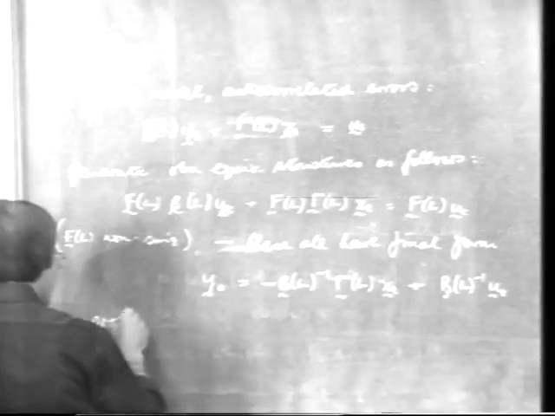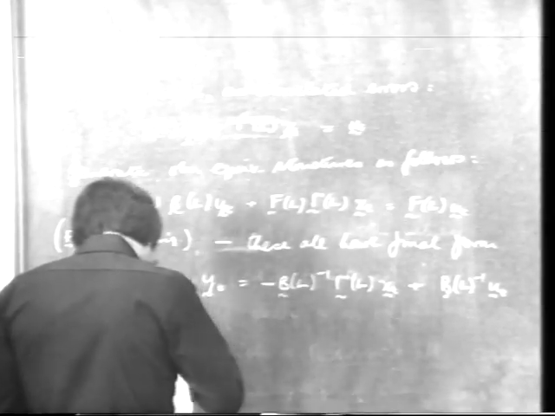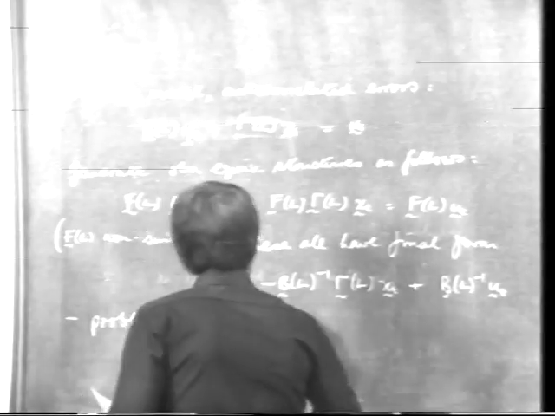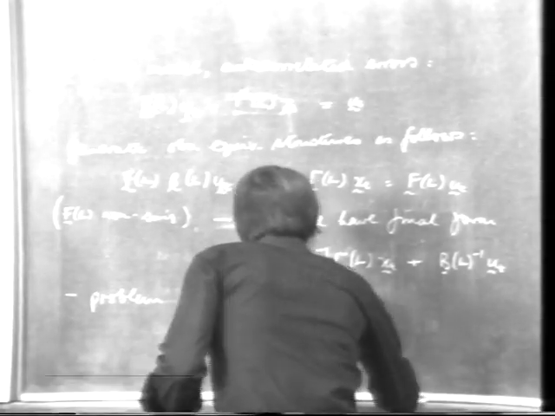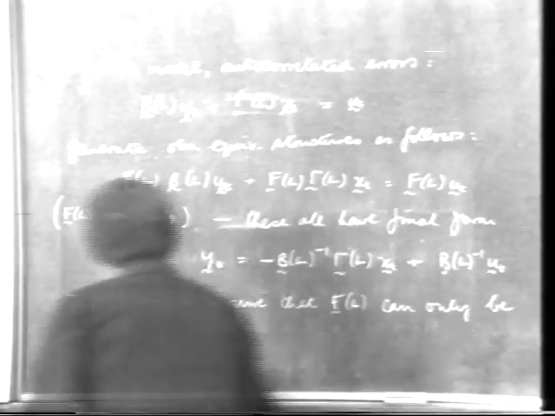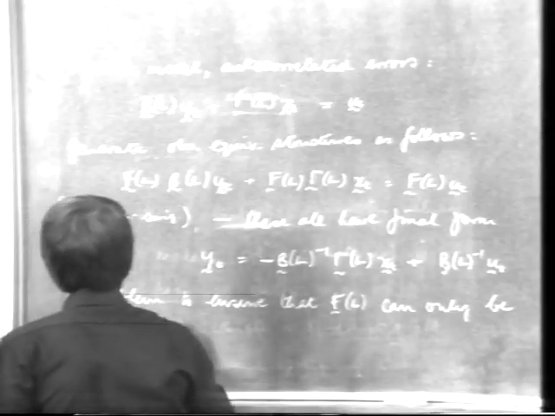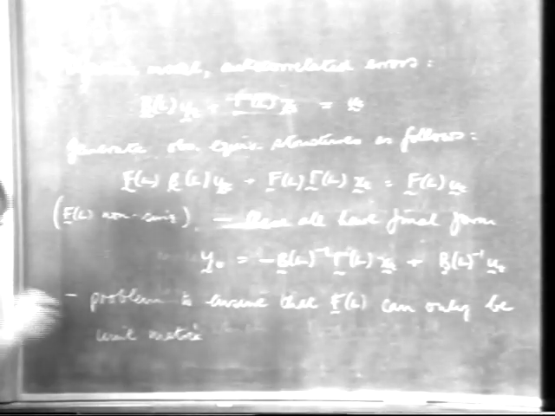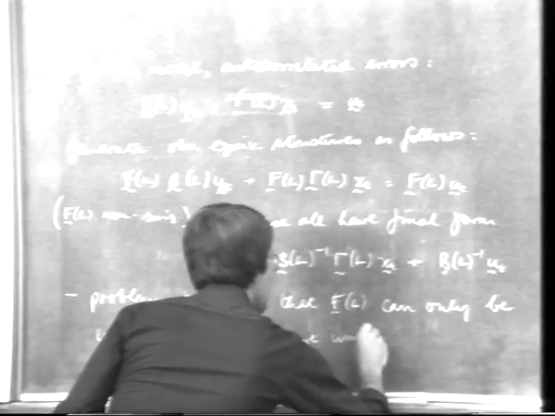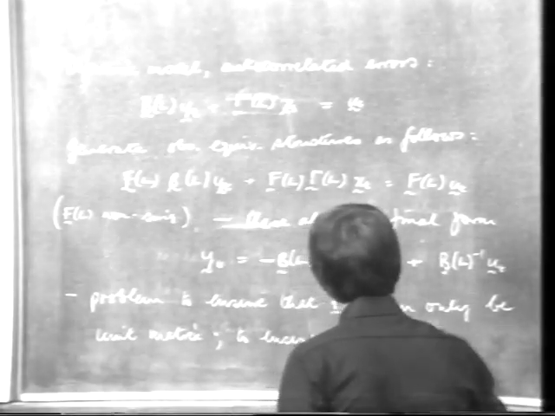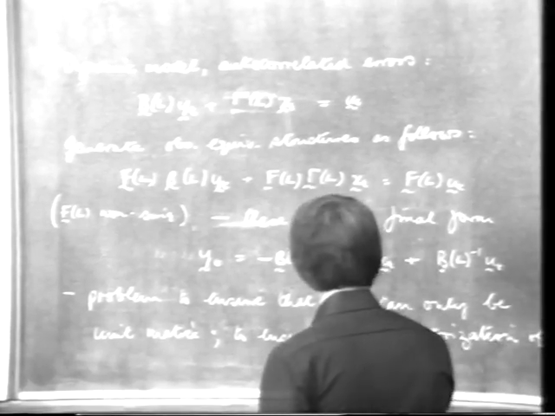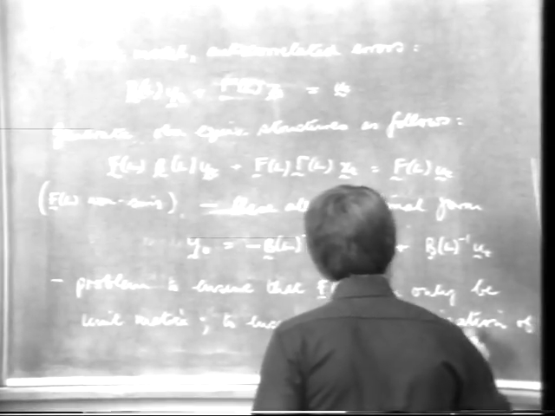So let me just write down what that is. The problem is to ensure that F of L, let's say, can only be the unit matrix, or in other words, to ensure that there is a unique factorization of this final form coefficient, in other words, of B of L inverse gamma of L.